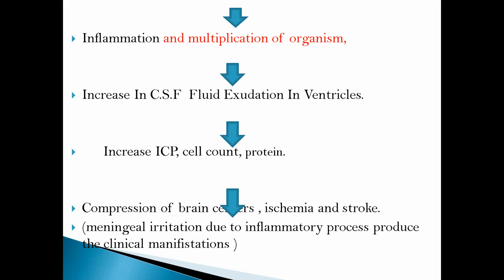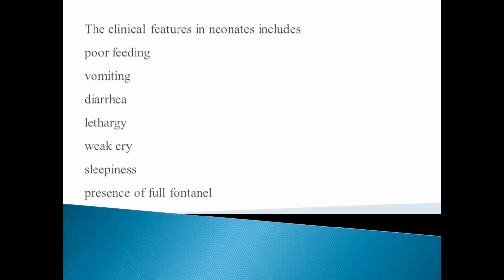Once ICP, cell count, and protein are all increased, there may be compression of the brain, ischemia, and stroke. Then there is meningeal irritation due to the inflammatory process, which produces the clinical manifestations seen in meningitis cases. As I have told, there are more chances of meningitis occurring in the neonate and infant age groups.